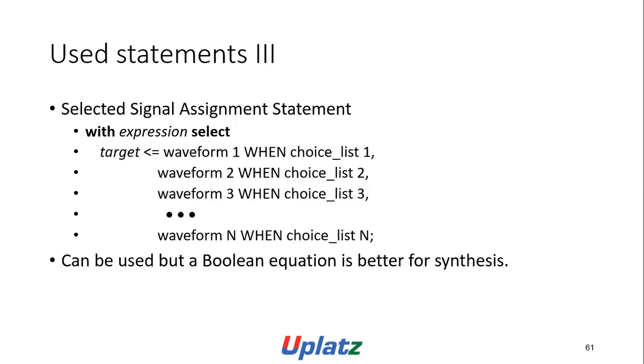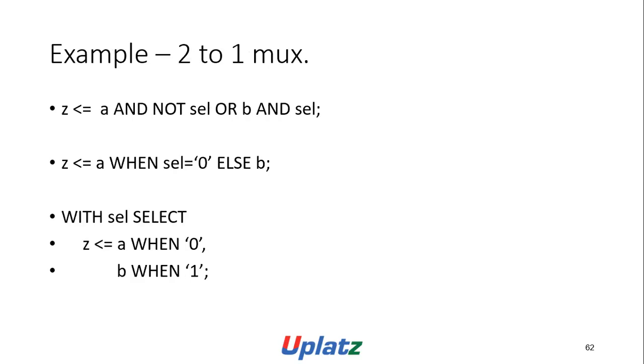Used statements 3: a selected signal assignment statement with the expression: with select, target <= waveform 1 when choice list 1, waveform 2 when choice list 2, waveform 3 when choice list 3, waveform n when choice list n, can be used, but a Boolean equation is better for synthesis. Example 2:1 mux: Z <= (A and not select) or (B and select).